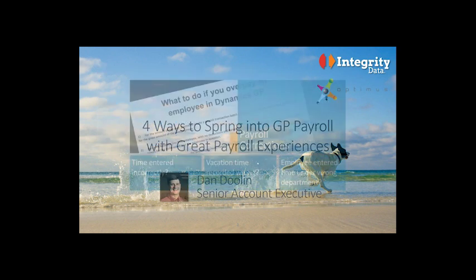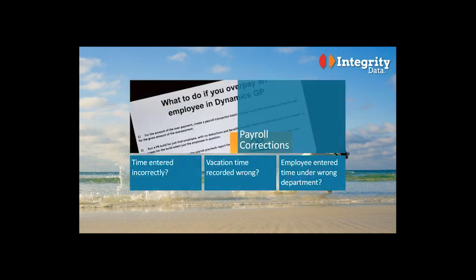All right, so let's jump right into it. Let's start with the first one. The first area that we want to talk about that can always use improvement, and this is really a pretty popular area, we've titled it just payroll corrections. Payroll corrections can happen for a lot of different reasons. What we're going to focus on is a situation where employees enter their time incorrectly.